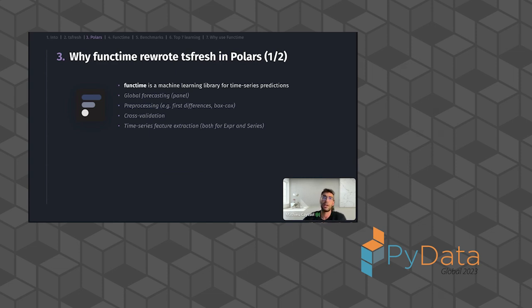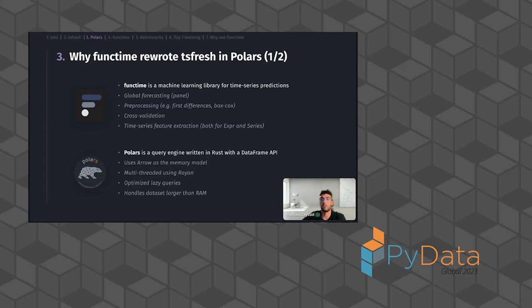Then you have also pre-processing tasks. So you can do, for example, first differences if you want to make your time series stationary, or you can use Box-Cox to have data that looks like the normal distribution. Then you can also perform cross-validation with functime. So you can take your training sets and split them in different folds, which will improve the performance of your model. And finally, you can do time series feature extraction for both polars expressions and polars series. So this talk is mainly about this time series feature extraction.